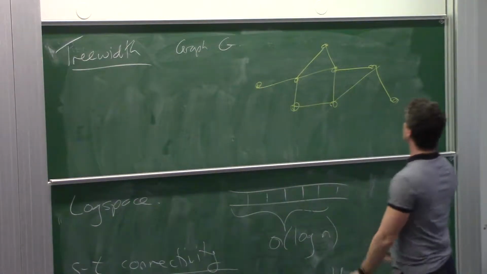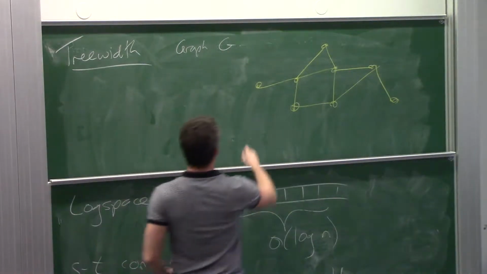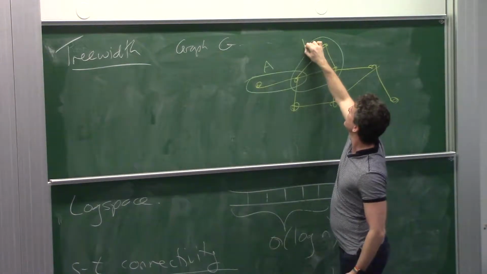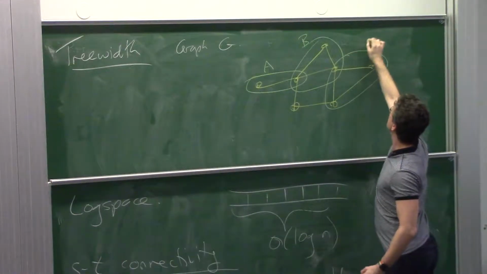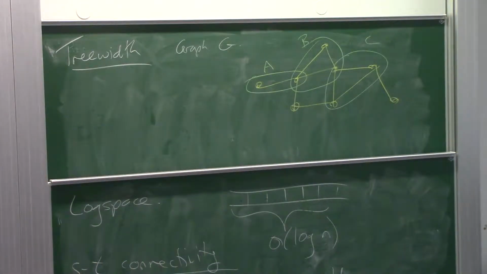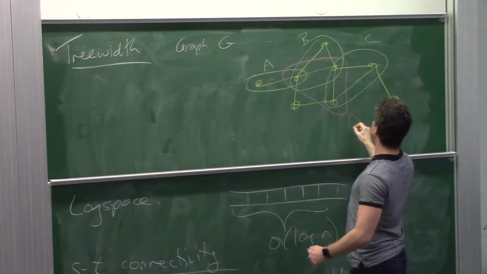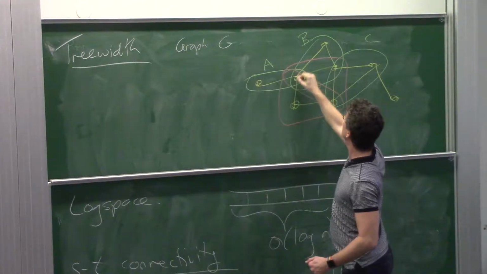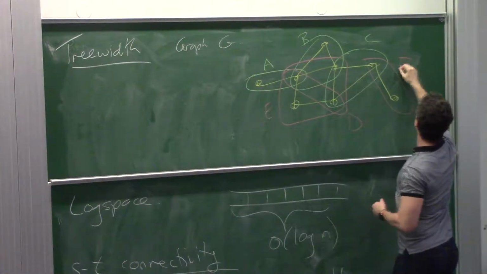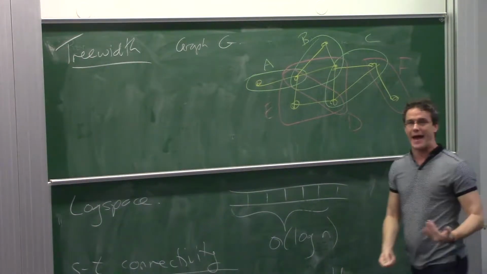Here's a graph, right? What you are going to do is clump your vertices into what are called bags. So here's a bag, I'll call this one A. Here's a bag B. Here's a bag C. Let's use some different colours. Let's have a bag D like this, and a bag E like this, and a bag F like this. So we're capturing all of the vertices and all of the edges in these bags.